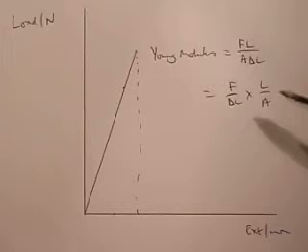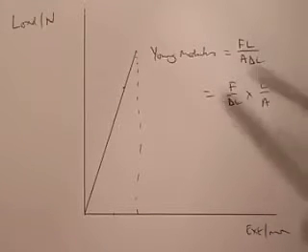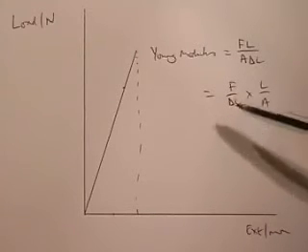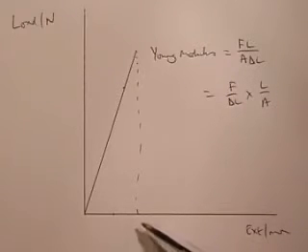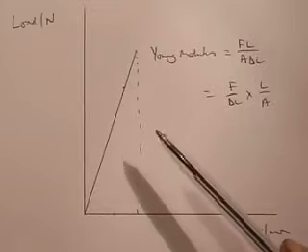A slight extra complication though, because the extension was given in millimetres, you've actually got to convert the millimetres to metres. So when you work out F over delta L to find the gradient, you should take the value on the x-axis and divide that by 1,000 so that you get the value in metres. It's going to be gradient in newtons per metre.